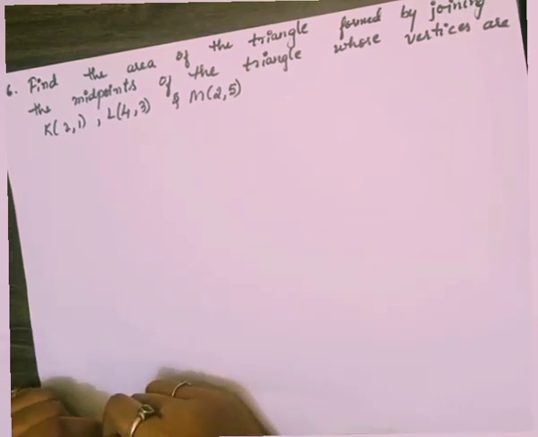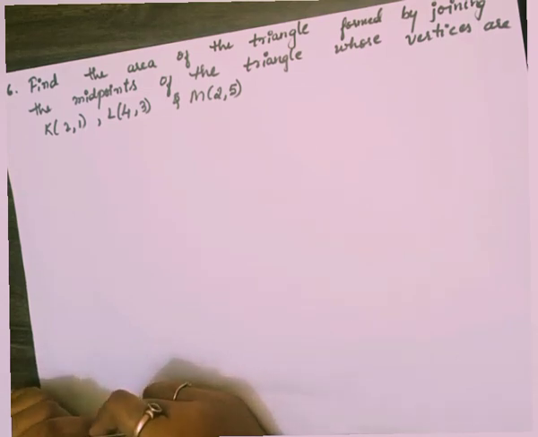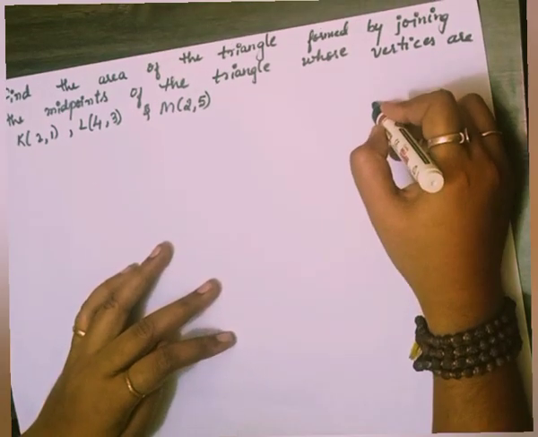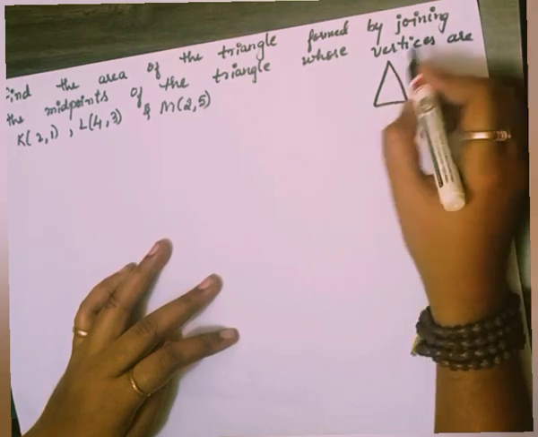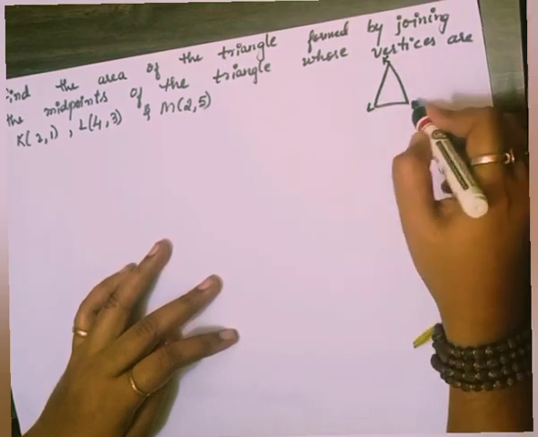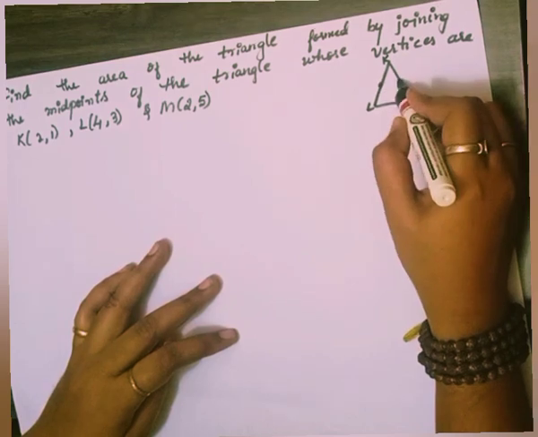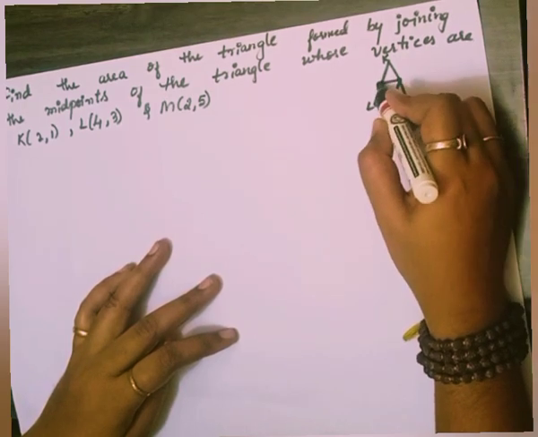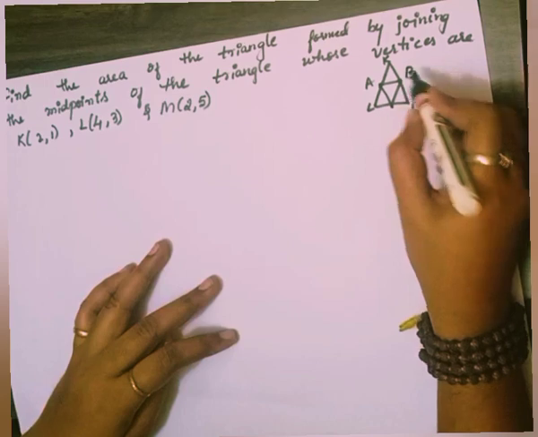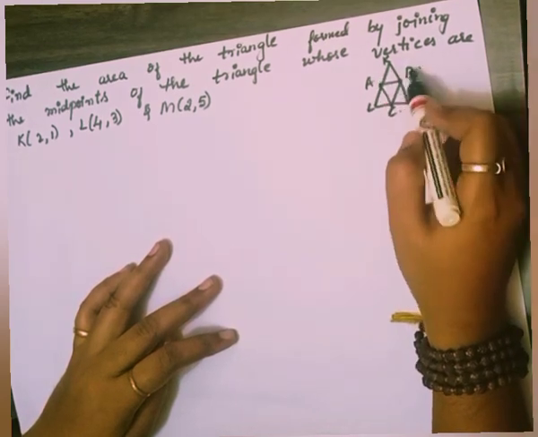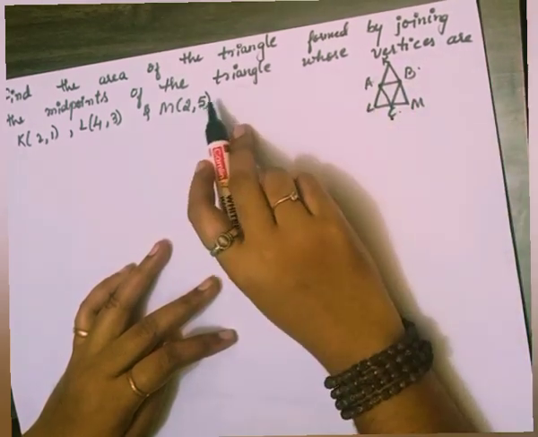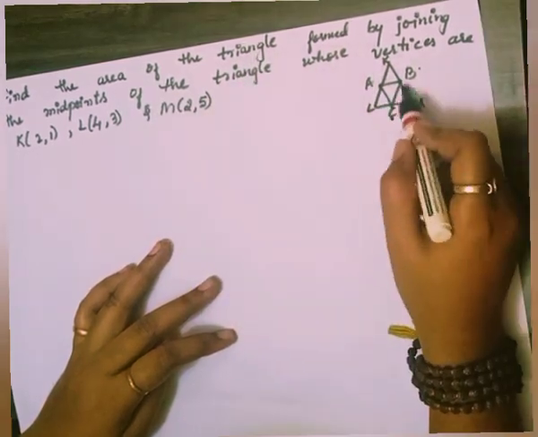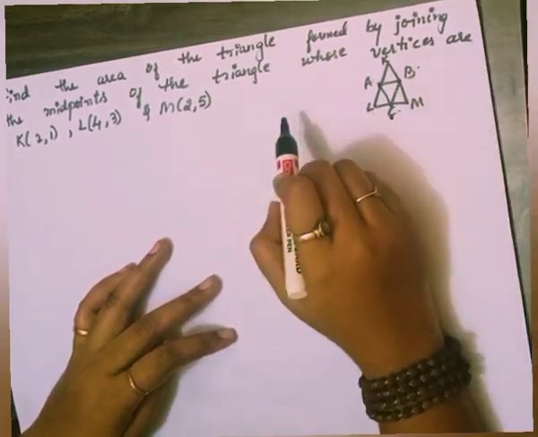Question number 6. Find the area of the triangle formed by joining the midpoints of the triangle whose vertices are K(2, 1), L(4, 3) and M(2, 5). So they only gave us a triangle with the values K, L, M. By joining these midpoints we will get another triangle, A, B, C, but we don't know the values of A, B, C. We need to find the area of the triangle formed by the midpoints, A, B, C.